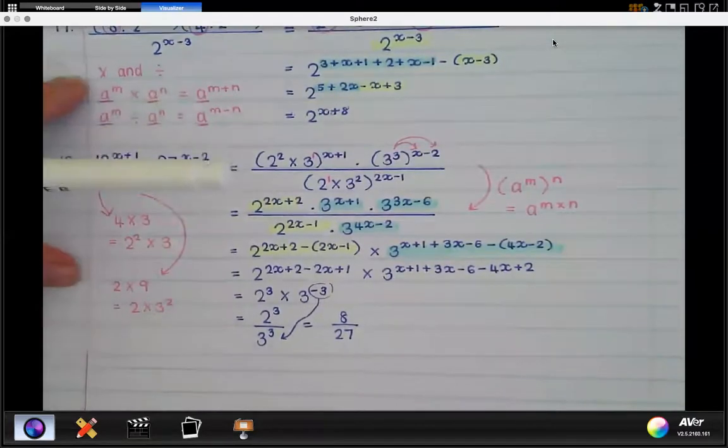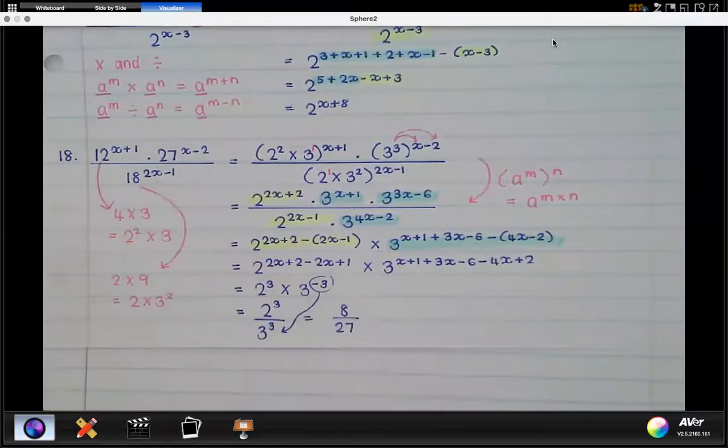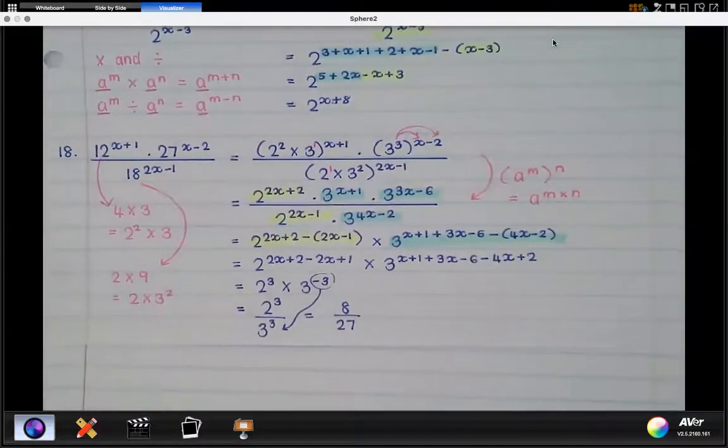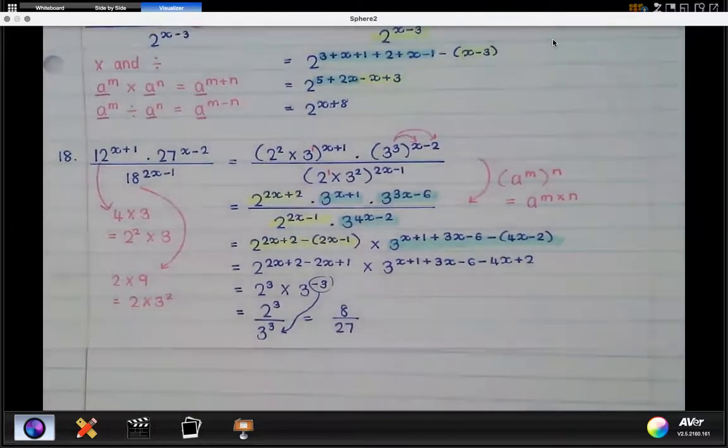Now, this is what I was referring to at the top. I said that if your answer only has numbers in the exponent, then you can just write those actual values. 2 cubed is 8 and 3 cubed is 27. So the answer here is 8/27. Okay, so that is what you do when you are multiplying and dividing.